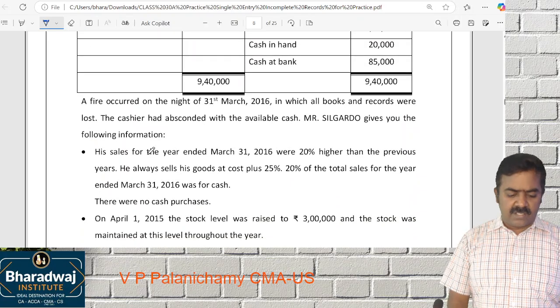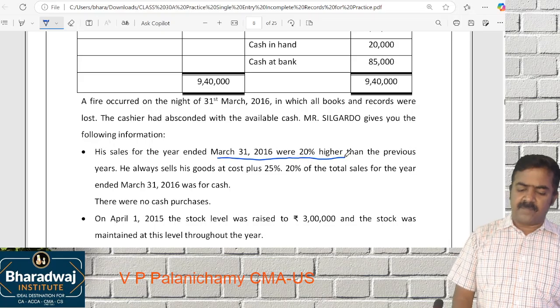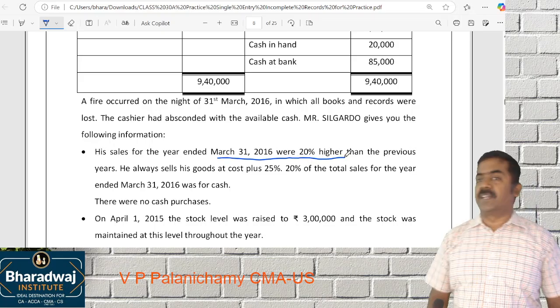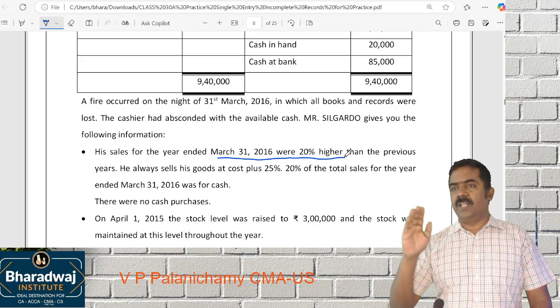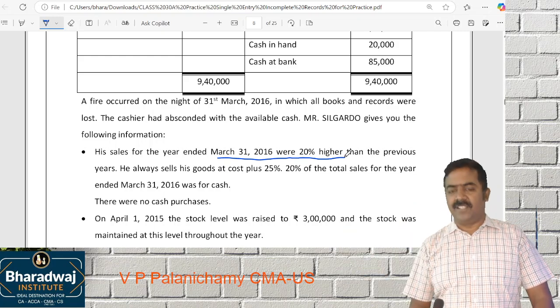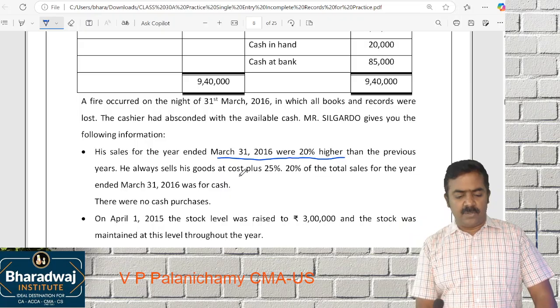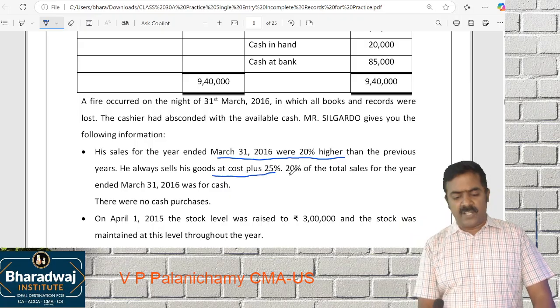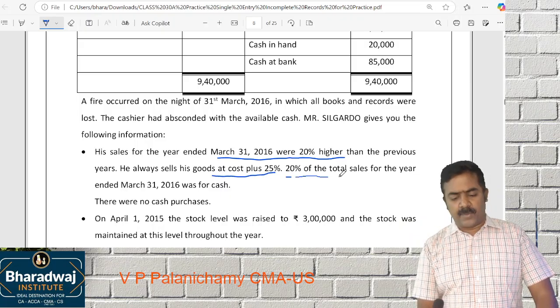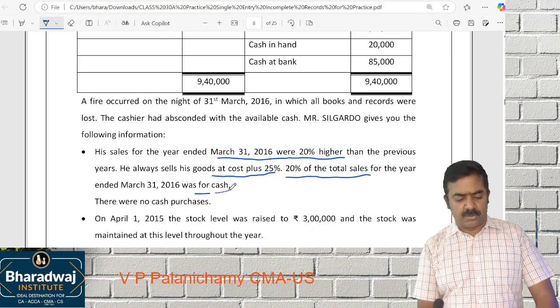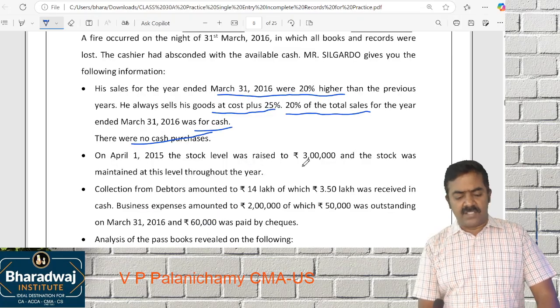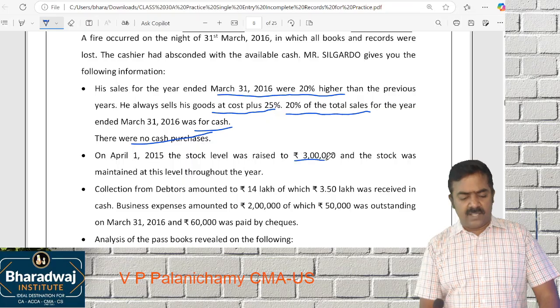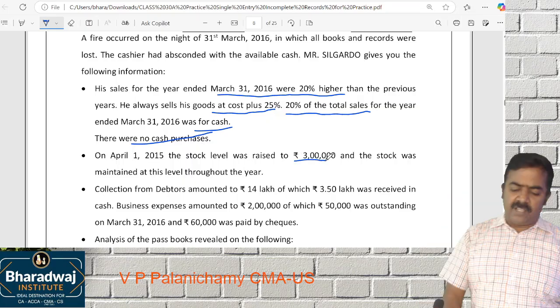Look at this. His sales for the current year is 20% more than the last year. Then he is selling the goods at cost plus 25%. 20% of the total sales is for cash. No cash purchase is given. Stock level is raised to 3 lakhs and stock is maintained throughout the year.